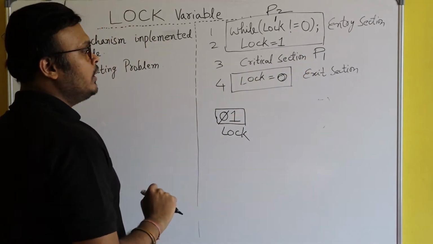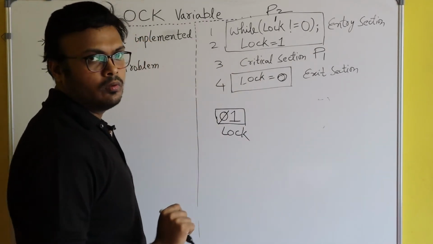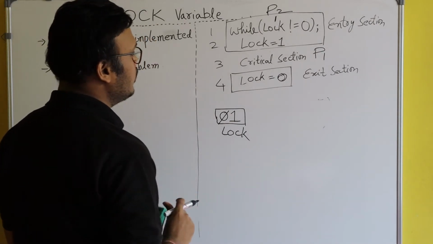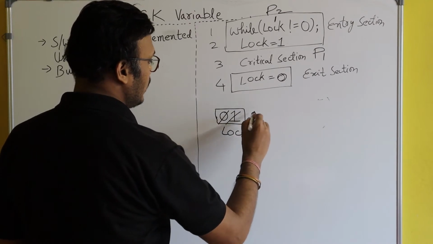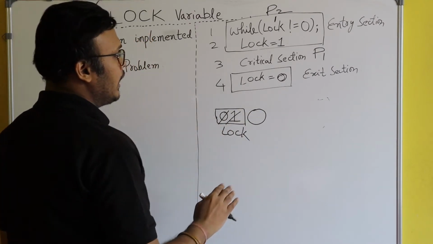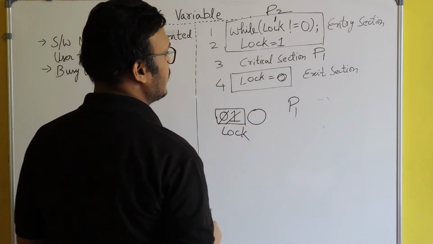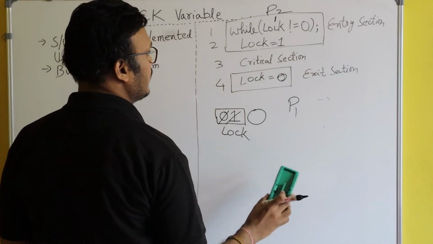Now see in line number 4, what's written: lock is equal to 0. So again the lock value is assigned as 0. Now the lock value is 0 again. And after line number 4, P1 came out from the critical section. Now P1 is out of the critical section.